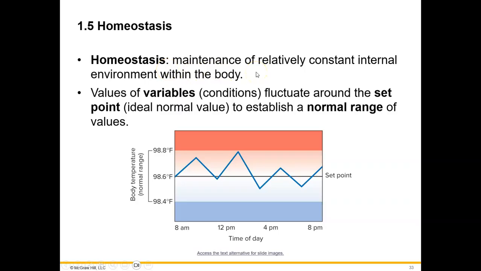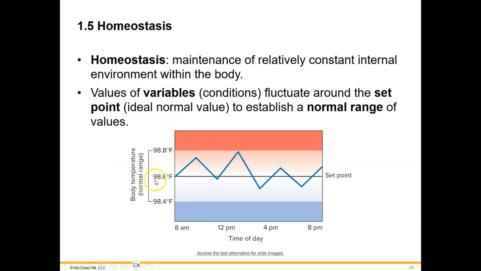It's the maintenance of a relatively constant internal environment within the body. The conditions that are being maintained are called variables. So in this example, the variable is body temperature. And I'm sure you know body temperature doesn't stay at one set value, but fluctuates. But it stays very, very close to the average for humans, which is 98.6 degrees Fahrenheit.